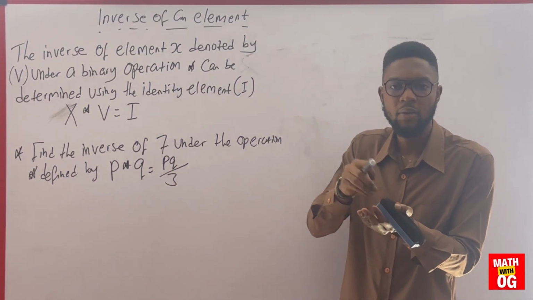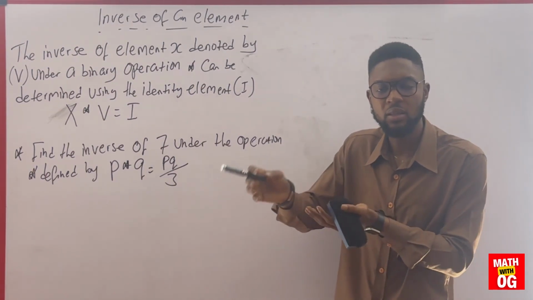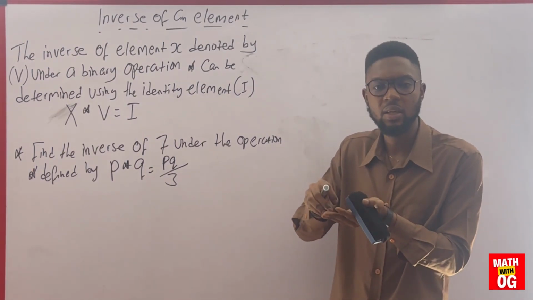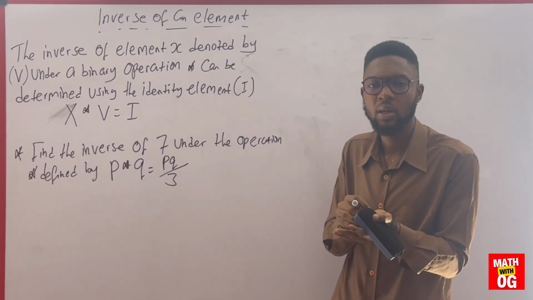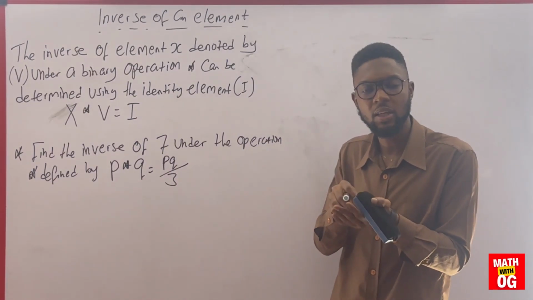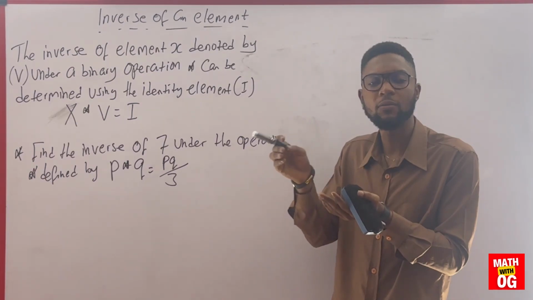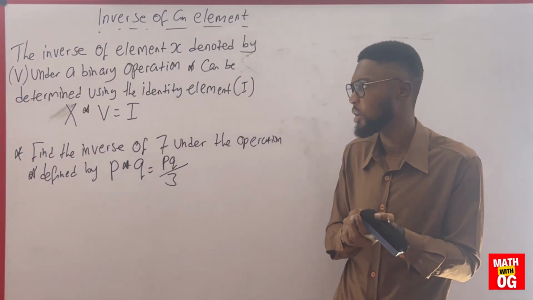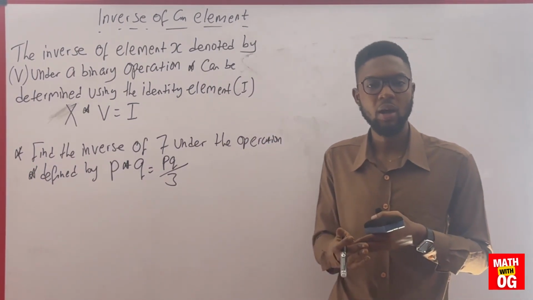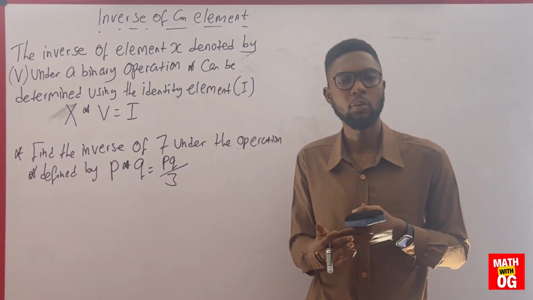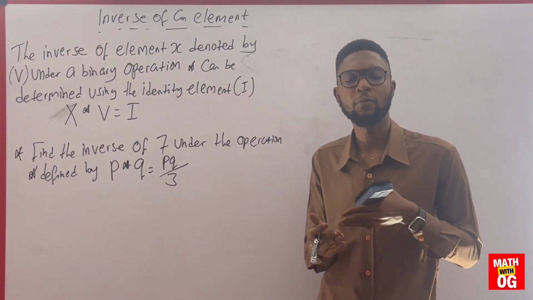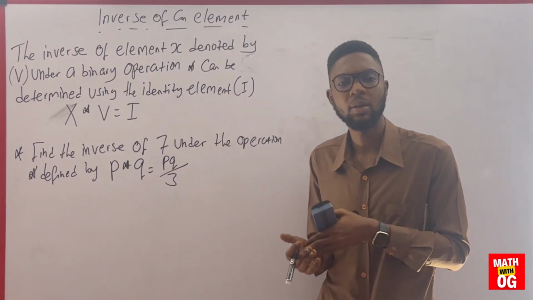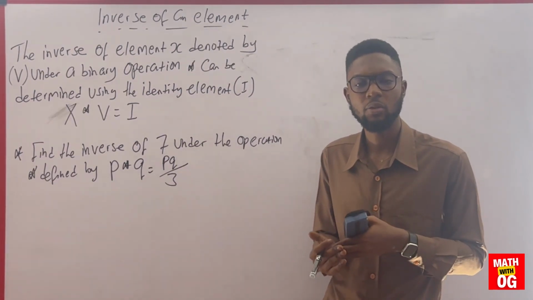Now, for an element to have an inverse, that operation must have an identity element. So you need the identity element to get the inverse of an element. An operation without an identity element cannot give you the inverse of other elements. Now, if that's the case, remember we have an identity element for addition and for multiplication. We also have a formula for finding the inverse of any element in addition and the inverse of any element in multiplication.